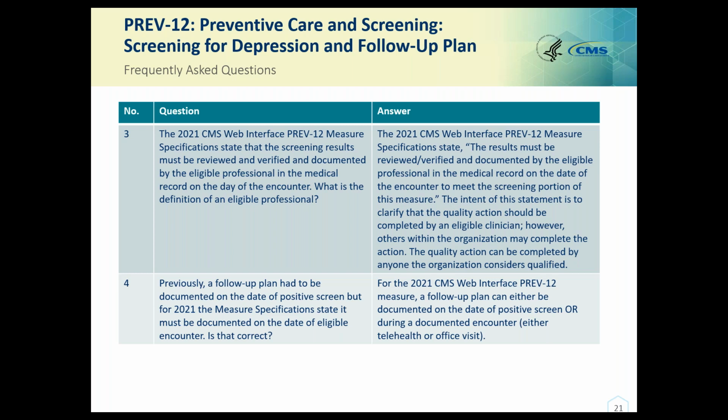Question 4, previously a follow-up plan had to be documented on the date of a positive screen, but for 2021, the measure specifications state it must be documented on the date of eligible encounter. Is that correct? For 2021 Prev-12, a follow-up plan can either be documented on the date of positive screen or during a documented encounter, either telehealth or office visit. Next slide, please.